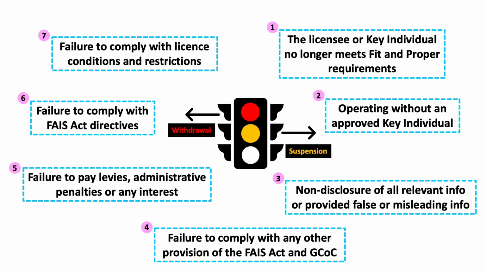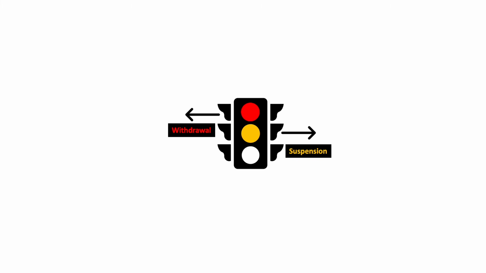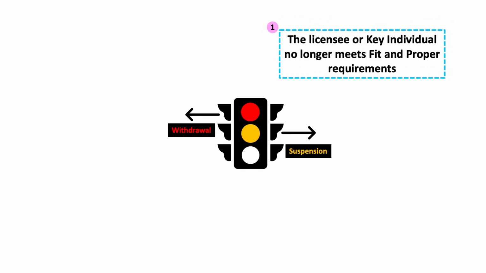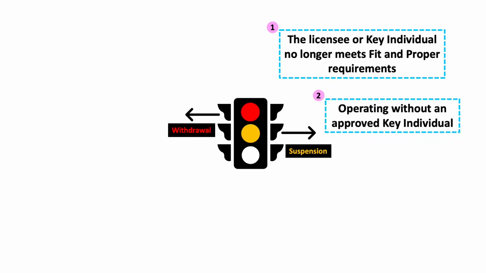The following is a list of reasons why a license may be suspended or ultimately withdrawn by the registrar. Remember that when we refer to the registrar, we are also referring to the Commissioner and the FSCA. The reasons are: 1. The FSP or its key individual no longer meets any one of the fit and proper requirements. 2. The FSP operating without an approved key individual.